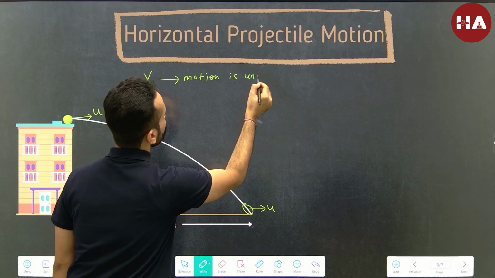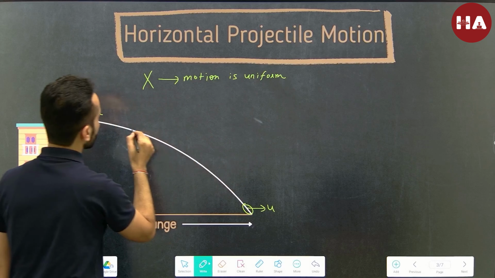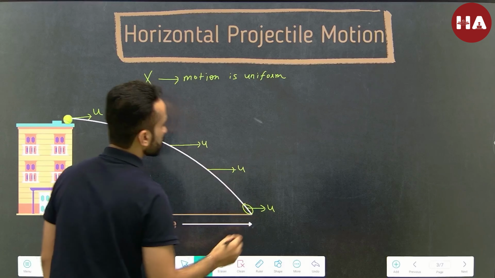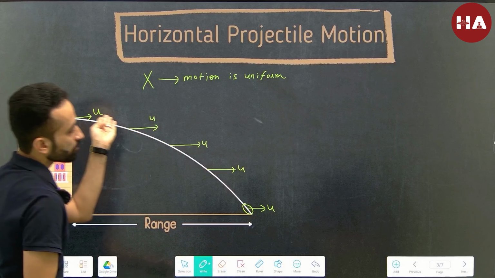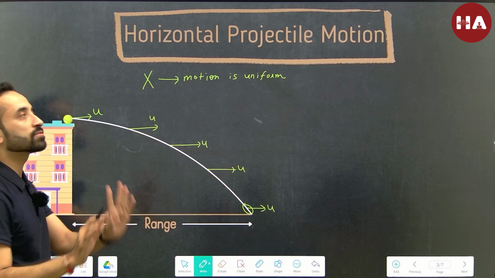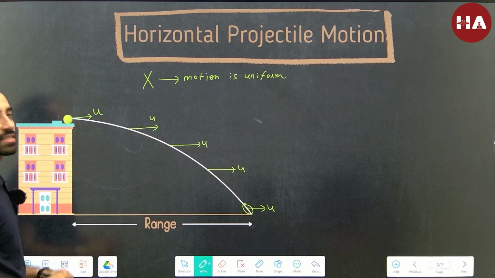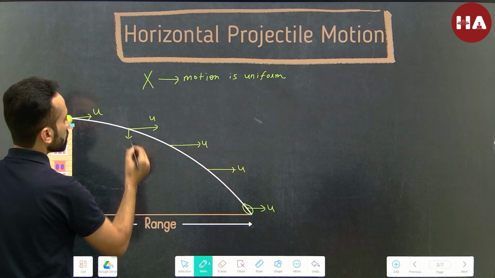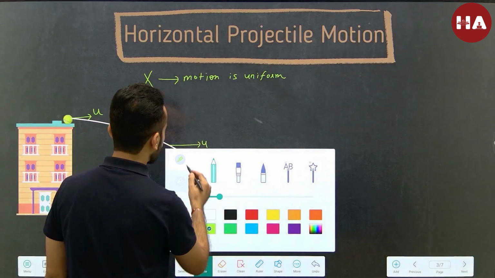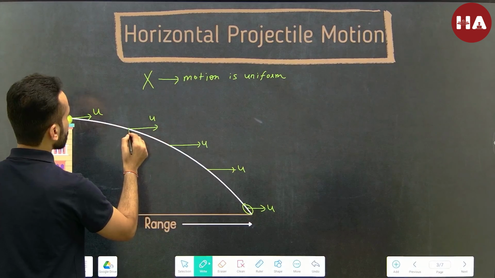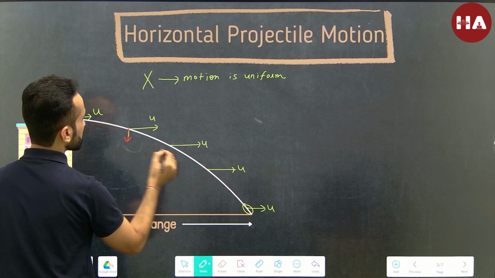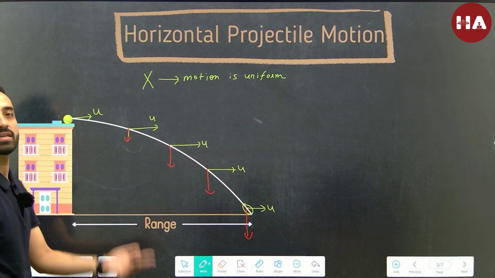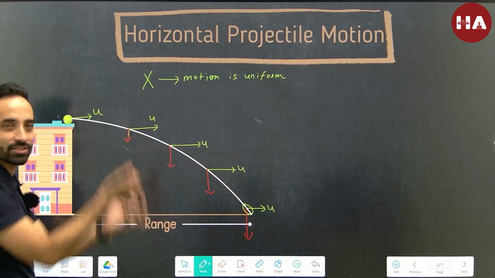Motion is uniform. So its x velocity never changes. So we started off with some value of u, it will maintain that value. Why? Because we are not considering air resistance. But what about y velocity? So you would say that y velocity will start appearing, let's say like this, then this, then this, then this. So y velocity is continuously increasing. Why is it increasing? Thanks to gravity.